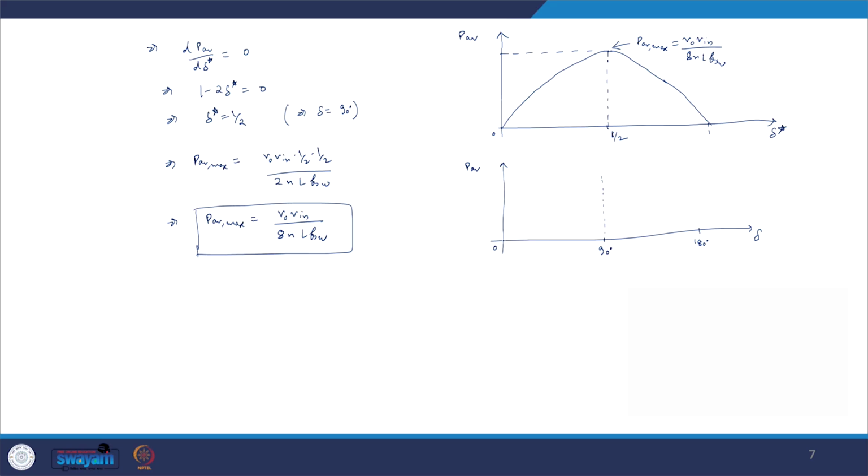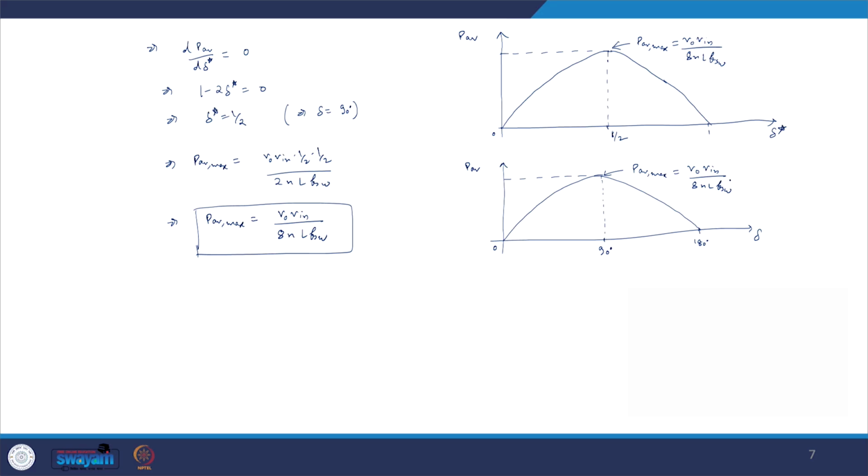So, what we will get is again the same parabolic variation, having a maximum value at delta equal to 90 degrees. So, this point is nothing but my P average maximum, which is nothing but V naught V in divided by 8 L F_SW.